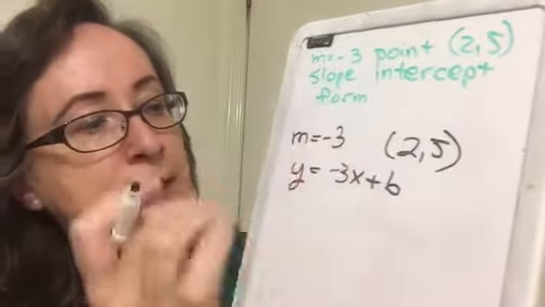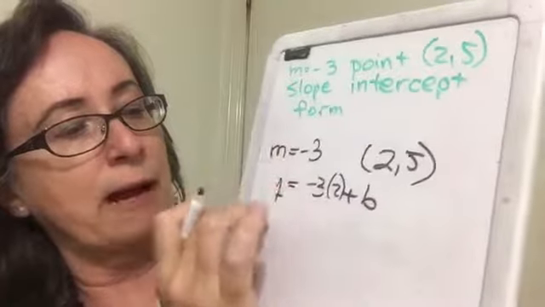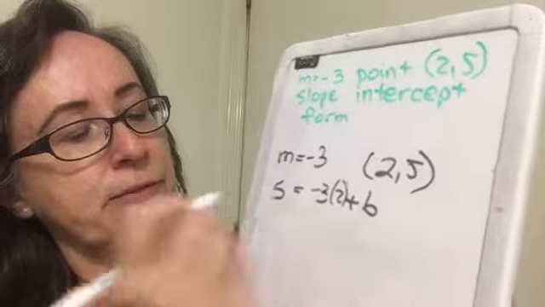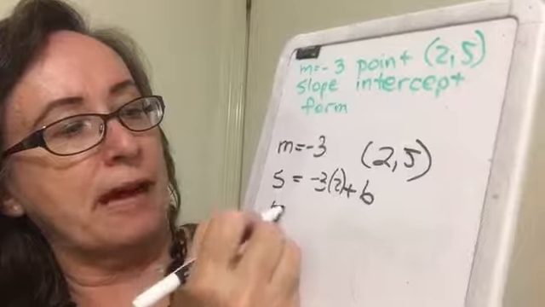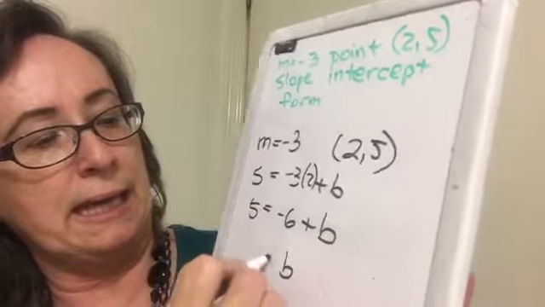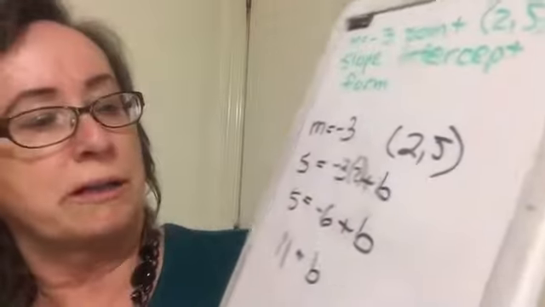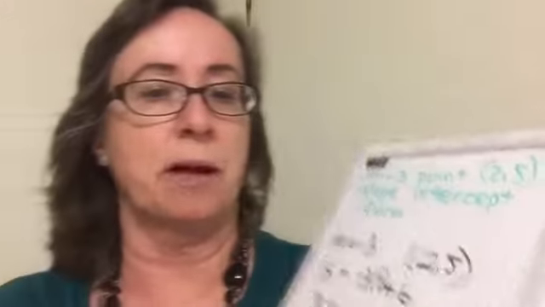Okay, so now we're going to plug in our point. Our x value is 2, and our y value is 5. So now we've got 5 is -6 plus b, or b is, if I add 6 to both sides, I get b is 11. That looks awfully familiar. I think I already worked that problem. I did work that problem, so we'll skip that one. Okay, and I think we are done with that set. I'll be back with parallel and perpendicular lines.